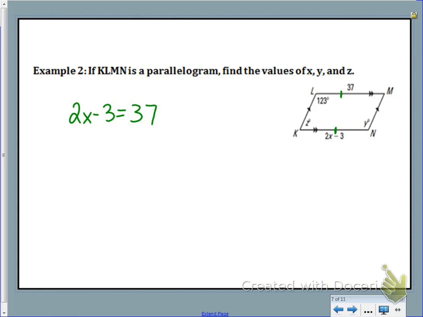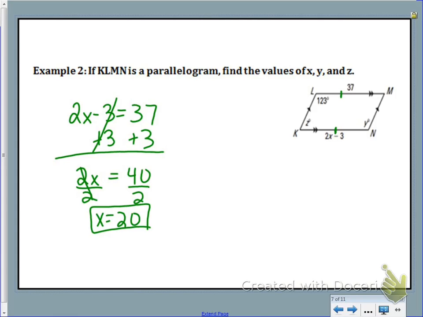Go ahead and pause your video and solve that equation. Okay, you should have found that x is equal to 20. If you did not, please pause again and revisit the steps in solving that equation. So we know x is equal to 20. Now we need to find y.